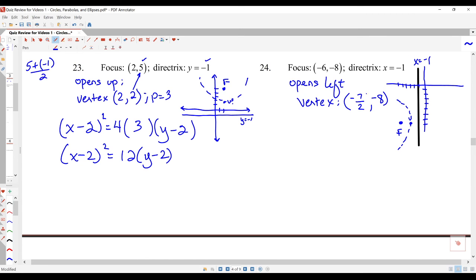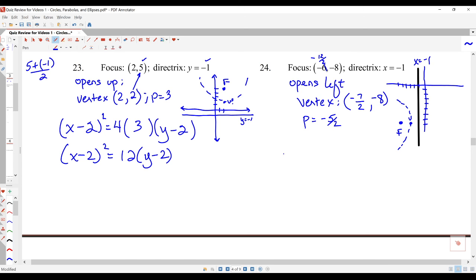Now again, on the quiz, if you want to use a calculator, that's fine. If you want to call it -3.5, that's fine. I'm just going to leave it as a fraction here. So from -7/2 to negative, and I'm going to make that 12/2 just to keep the denominators equal, I can see that p is going to be -5/2. To get from -7/2 to -12/2, we have to go -5/2.